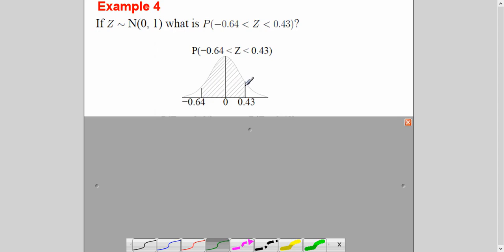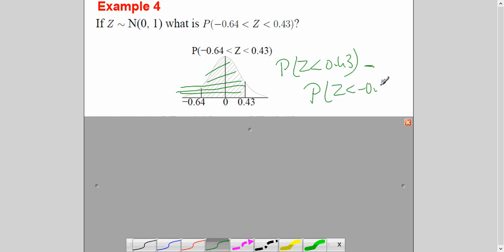Now, one thing we have learned in the previous example, when we read the probability against z value, we always get area of the left hand side. So if you do probability of z less than 0.43, you will get this whole area, agreed? And then you will subtract probability of z less than minus 0.64. This will give you this area. So if you subtract the two areas, you will get it. So to solve this question, I can say I will do probability of z less than 0.43 minus probability of z less than minus 0.64.